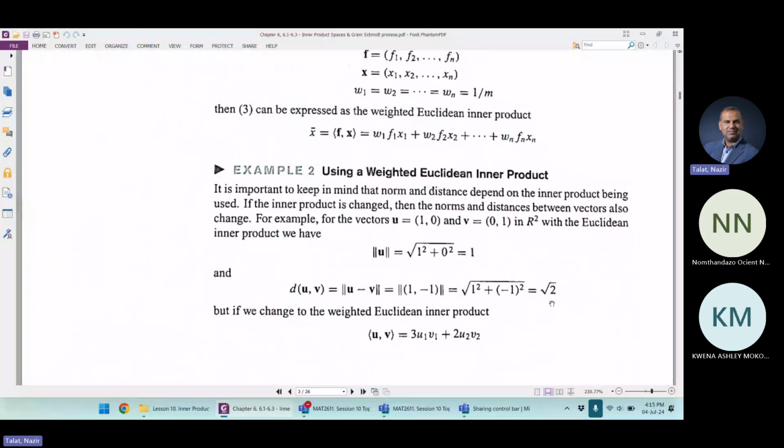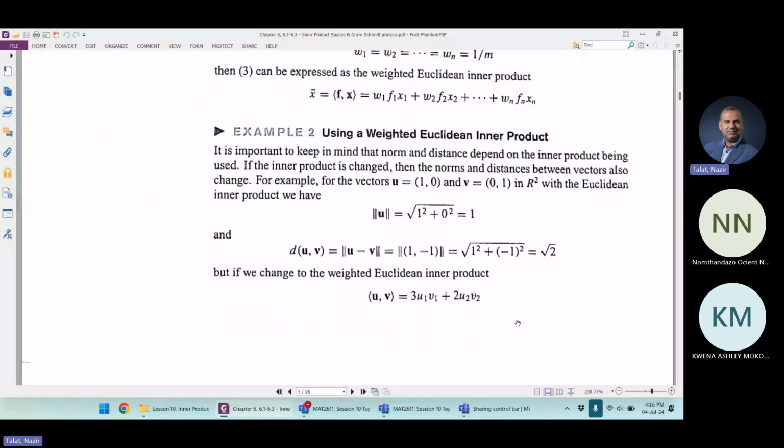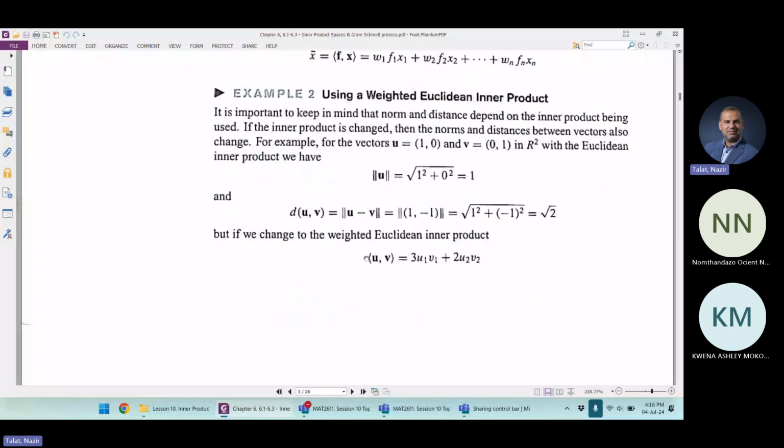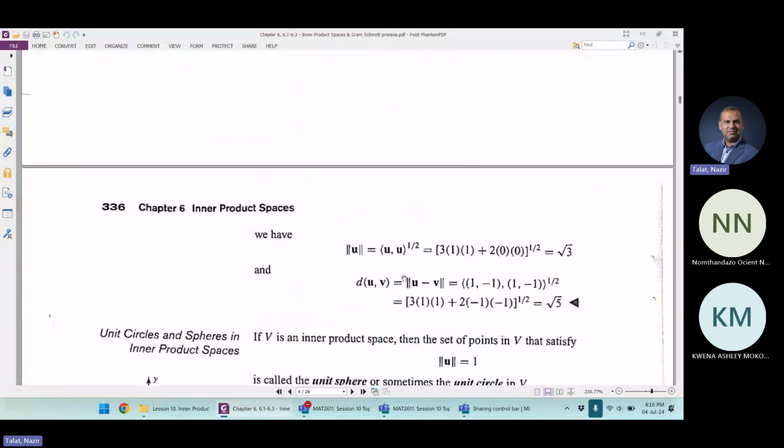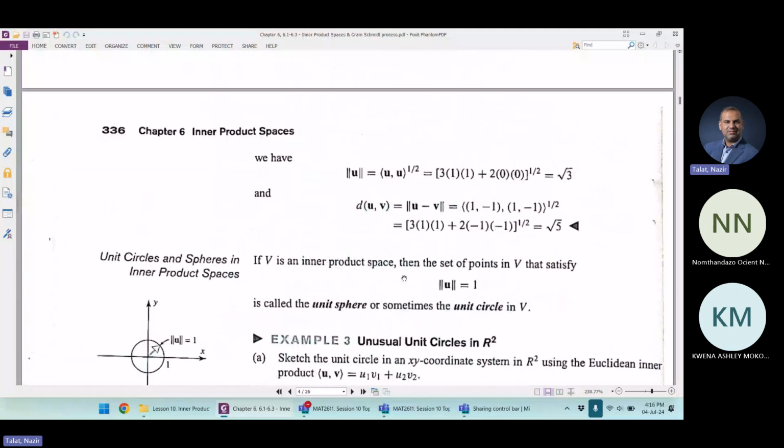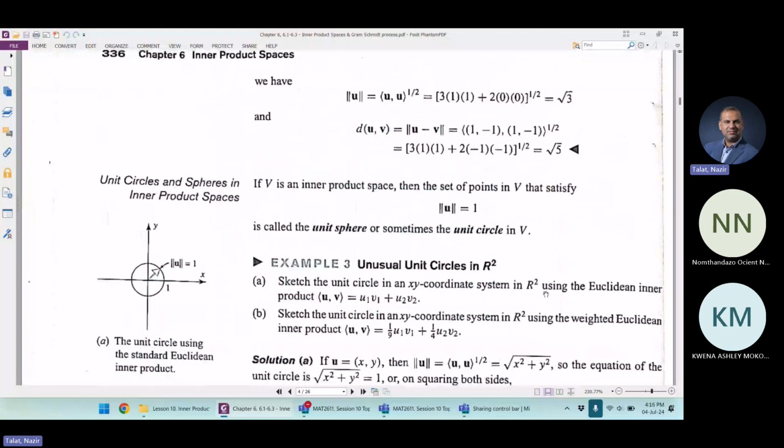And furthermore, if we change the weight, this is called the weighted Euclidean inner product, and we can compute these values in terms of that. So we can see how to compute the norm of u. Furthermore, the distance between u and v will be computed in this way. And remember that if the norm of any vector is equal to 1, then it is called a unit vector. So we can also calculate this one.